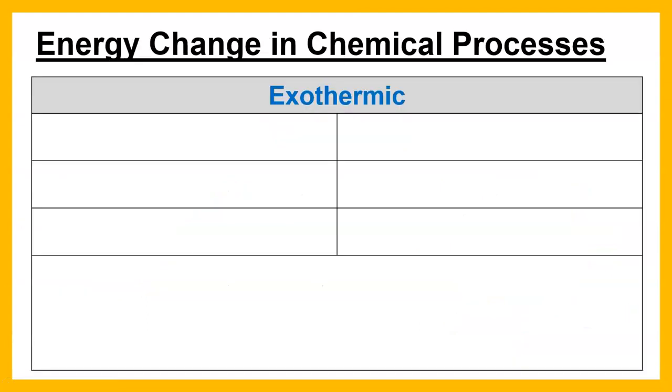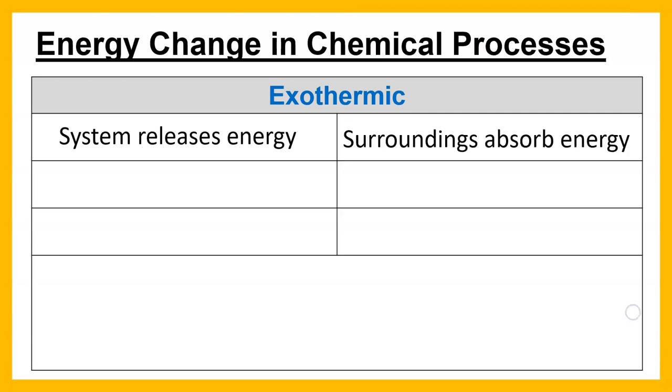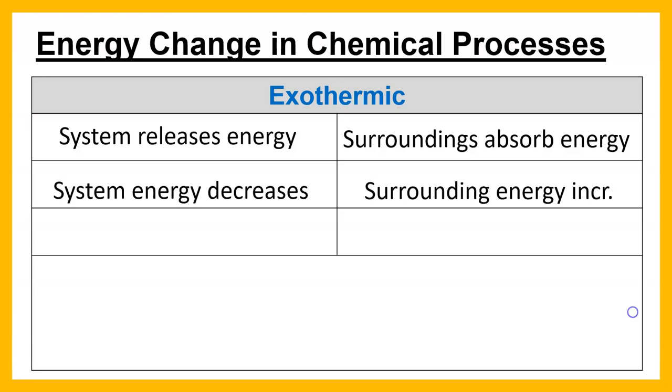The opposite would be exothermic. The system releases energy, the surroundings gain it. The system energy decreases, surroundings increase. System is negative this time, surroundings are positive this time. So if I reach out and grab the beaker this time, I'm going to feel hot. My thermometer is going to go up.